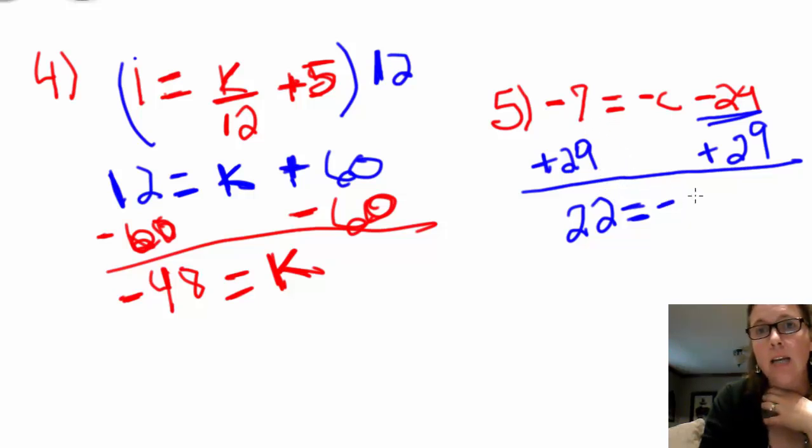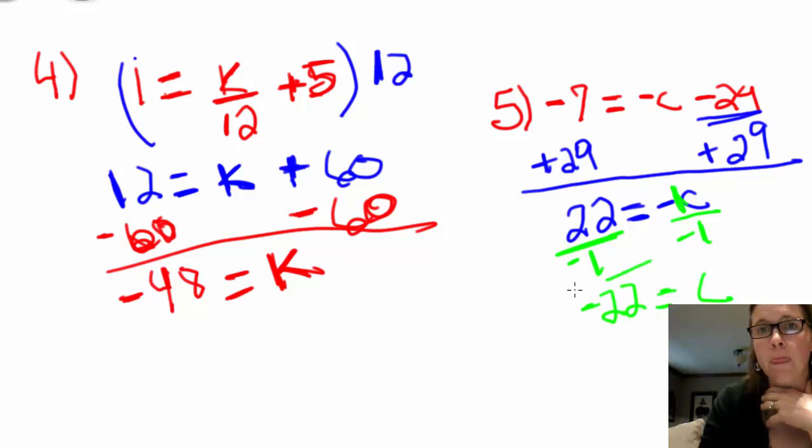Equals negative c. Now, we don't want to know what negative c is. We want to know what c is. So what's really between that negative and that c? There's really a 1 there. So you're going to divide by negative 1, which all that does is change the sign. So it's going to be c equals negative 22.